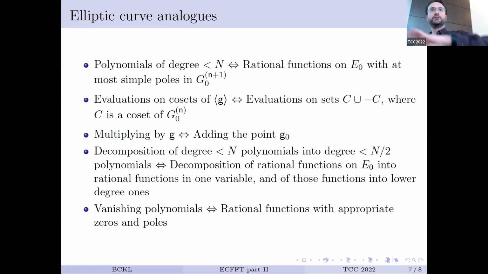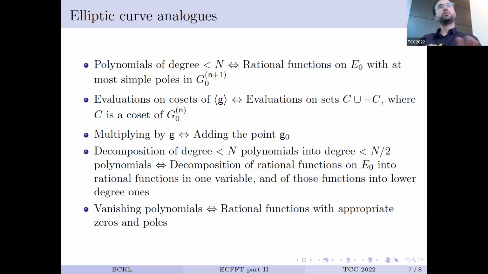So it will rotate the poles maybe in that group, but it won't send them to a different set. And instead of this decomposition that we had into the even and odd parts, we have two different kinds of decompositions. One is we have a function on the curve, we write it down as a sum of two functions just in the x variable, which have poles in a very specific set of points.